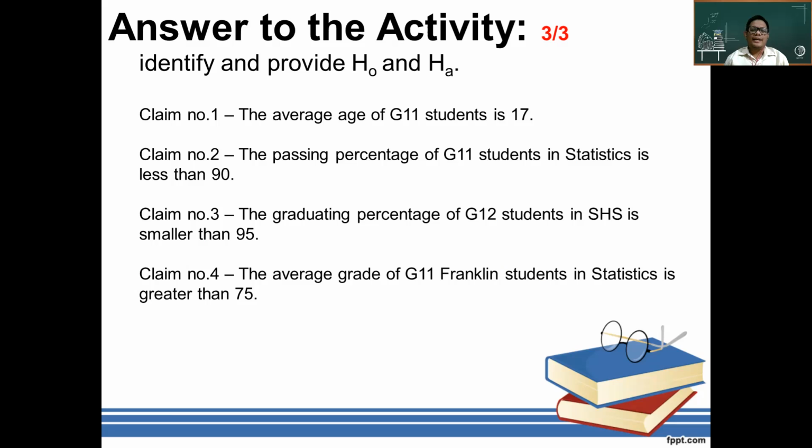Now, identify and provide HO and HA. What is HO? The null hypothesis. And HA is the alternative hypothesis. So for example, the claim, statement number 1: someone stated that the average age of grade 11 students is 17. So one person stated this.